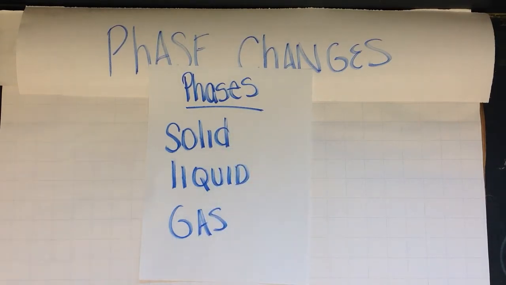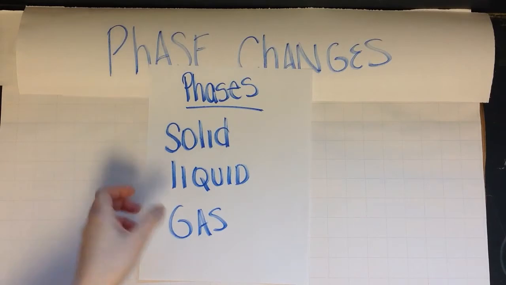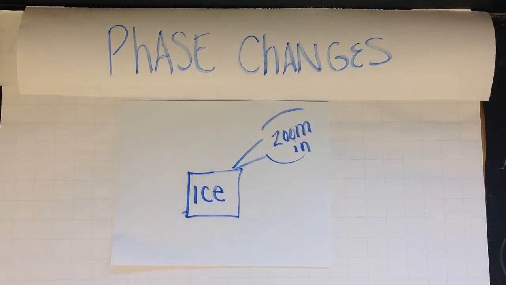So how a solid turns into a liquid, how a liquid turns into a gas, and the reverse, how a gas goes to a liquid and a liquid goes to a solid. Okay, so let's take a look at what it means to be a solid. And let's use water as our example. So I'm going to start with ice. That's what we call water as a solid, ice.